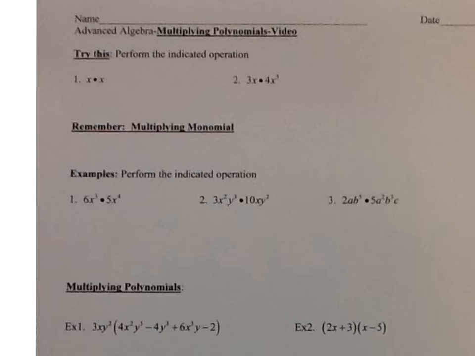Okay, so when we have x times x here, the first one, remember, when there's no exponent written, there really is an exponent of 1. So it's really x to the first times x to the first. Remember, when we multiply, we actually add the exponents. So that's x squared, not 2x. That would be adding. So it's x squared.